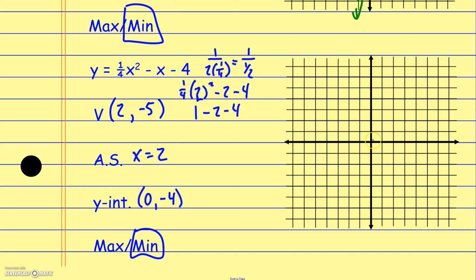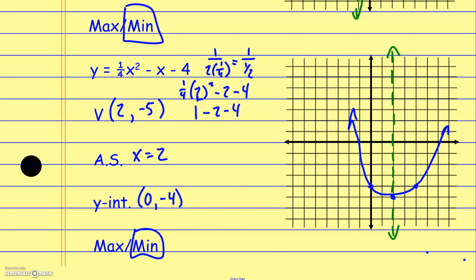So I go to graph this thing, I've got 2, -5 for my vertex. I've got the axis of symmetry. I've got the y-intercept at -4. I can reflect that point on the other side. And really that's enough information to graph this thing. So I'm just going to go ahead and draw the graph.